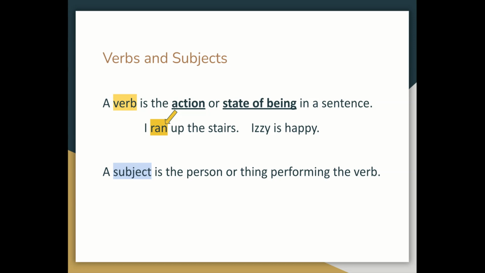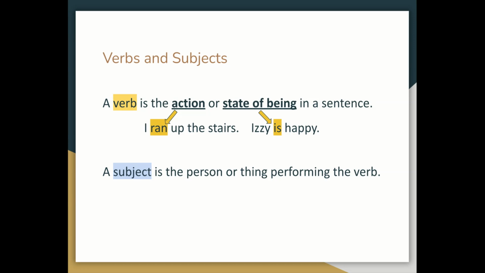Izzy is being happy. Like, we could pull that word being right down here and say, Izzy is being happy. We don't have to, but it helps us make sense that our verb here isn't happy because Izzy doesn't happy. Izzy is happy. She is being happy. She's in that state of happiness.